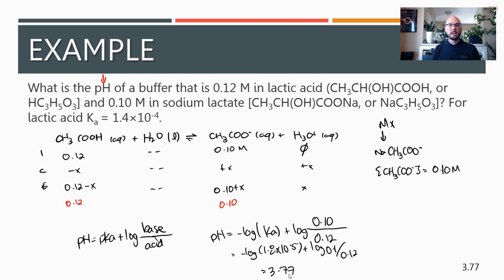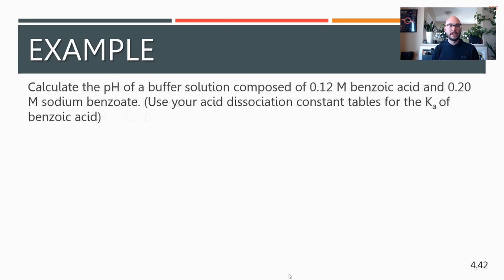Okay, there's a second example for you here for benzoic acid and sodium benzoate. So benzoic acid is our HX, and then our sodium benzoate is the MX. And again, the sodium isn't going to play a role. Okay, so I'm going to stop the video and just work this one out. Pause it if you like and try it on your own.